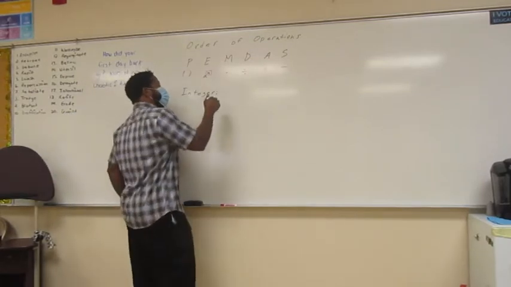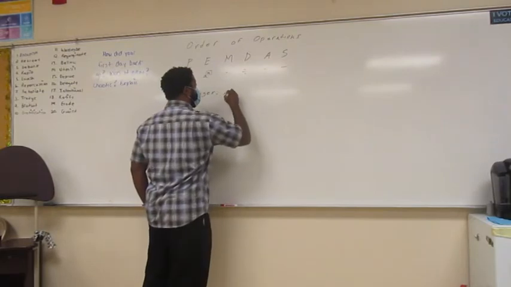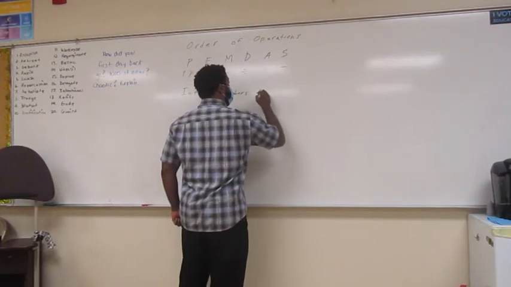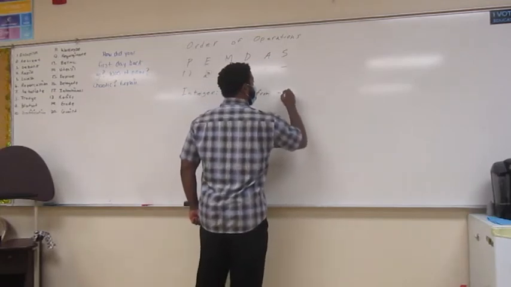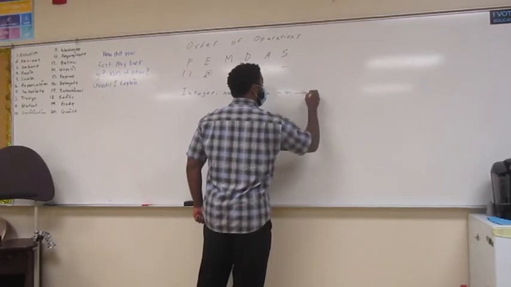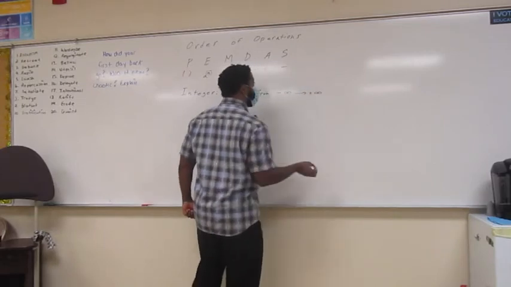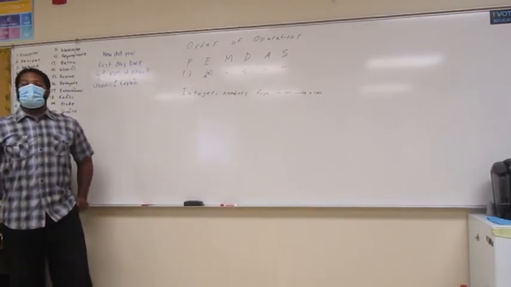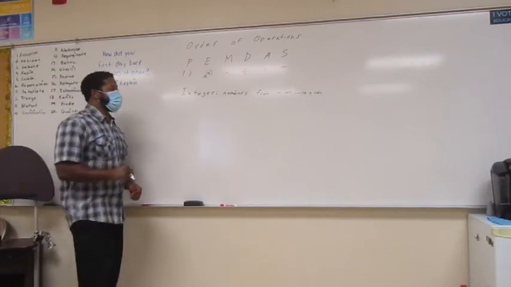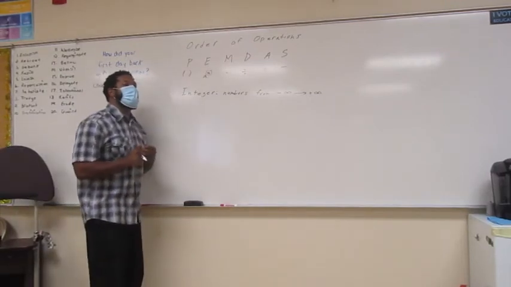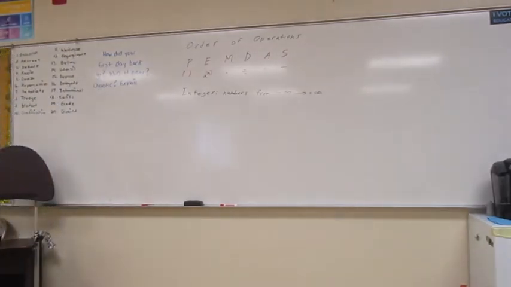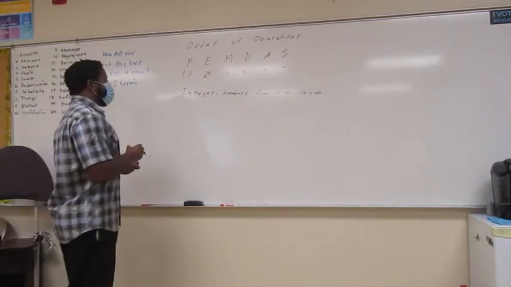So, integers are numbers from negative infinity all the way to positive infinity. Okay? Numbers from negative infinity to positive infinity. And then, what happens? Well, we have to add, we have to subtract. So let's go over adding and subtracting, because multiplying and dividing is pretty easy. All right? So, adding and subtracting.